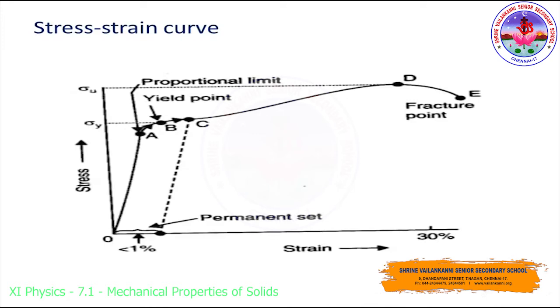Through the graphical representation, you can understand how the stress strain curve obeys Hooke's law in a particular area, where the elastic limit is, that means the B point, where the permanent set and the elastic hysteresis are, and where the plastic region is. Got it, children?